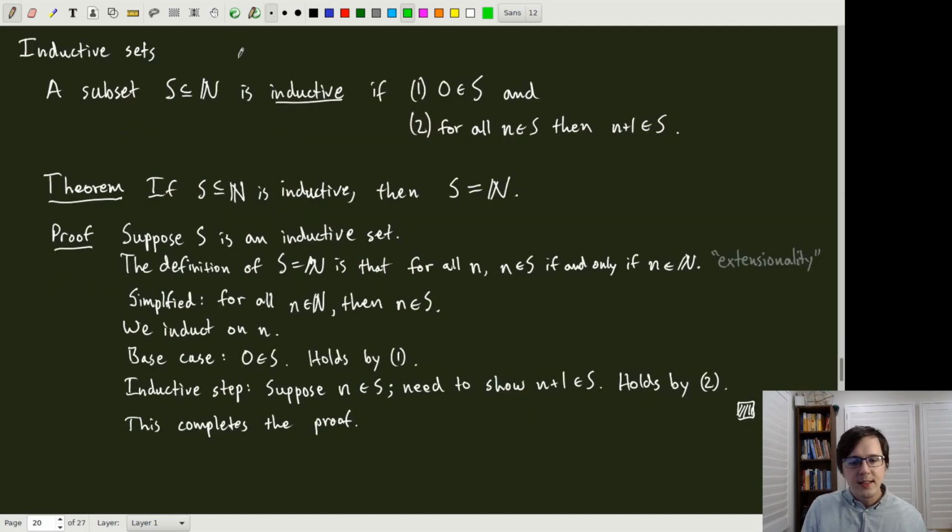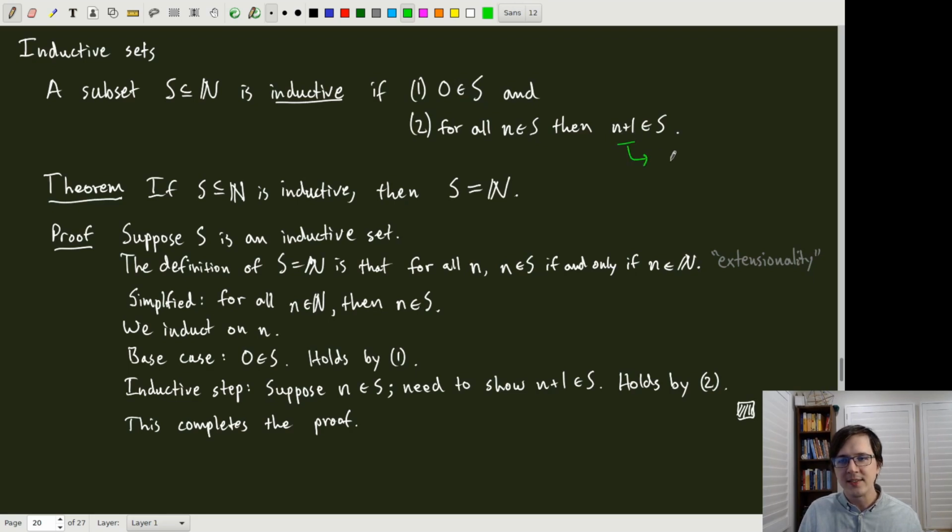Now that we've gone through basic definitions and shown how we can create them, and hopefully that gives you a sense of what the natural numbers truly are, let's go through a couple of other properties. They're just induction again, but it's nice to have them in some other formulations because it can be useful in certain applications. So, an inductive set. A subset of the natural numbers is called inductive if two things hold. One, it contains 0, and two, whenever it contains a number, then it also contains that number plus 1.